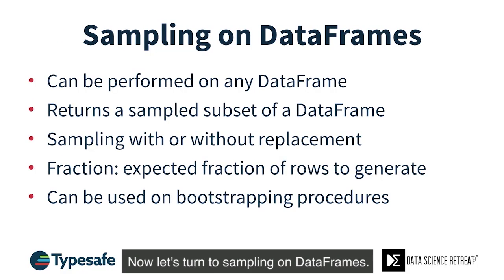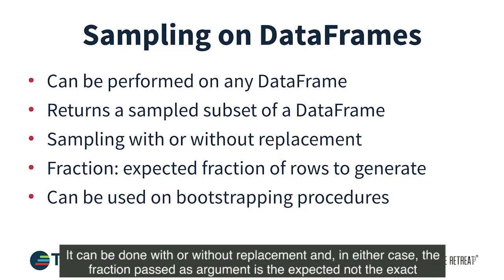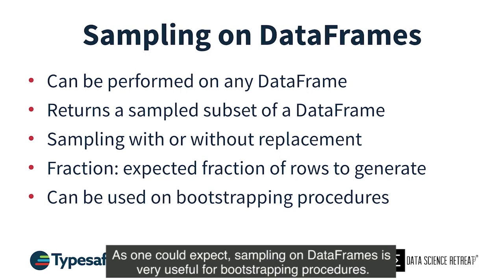Now let's turn to sampling on data frames. Sampling can be performed on any data frame and returns a sampled subset of it. It can be done with or without replacement, and in either case, the fraction passed as argument is the expected, not the exact fraction of rows to be generated in the resulting data frame. As one could expect, sampling on data frames is very useful for bootstrapping procedures.